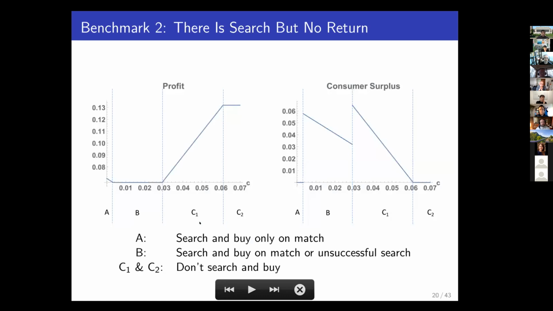All right, so this is what it is. I think this is one thing that I want to point out: search is increasing consumer surplus here.